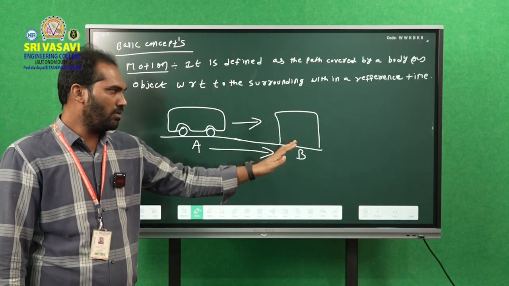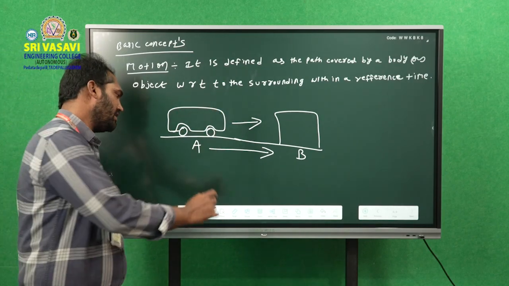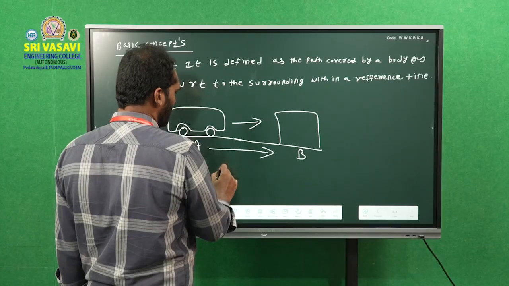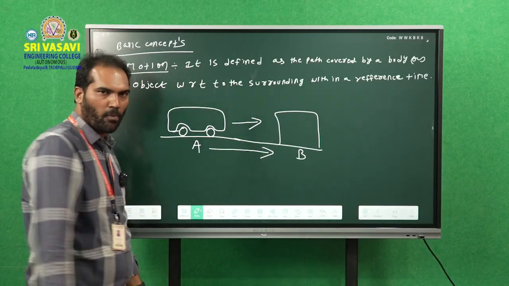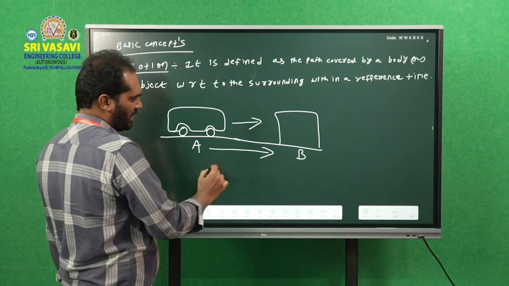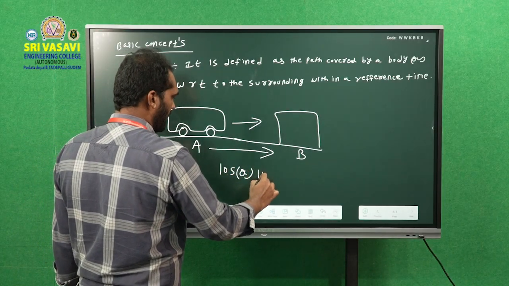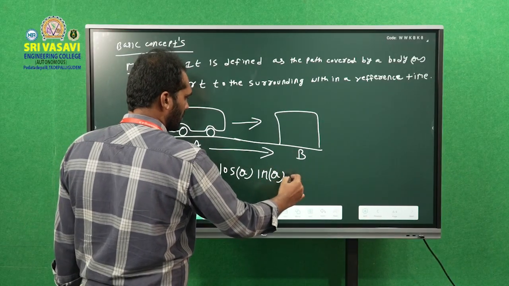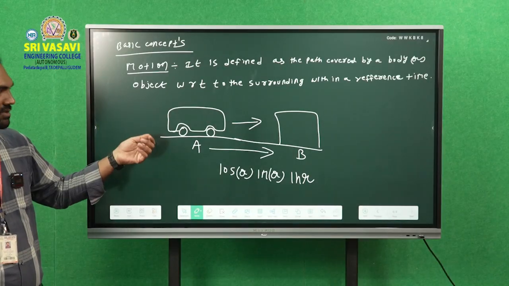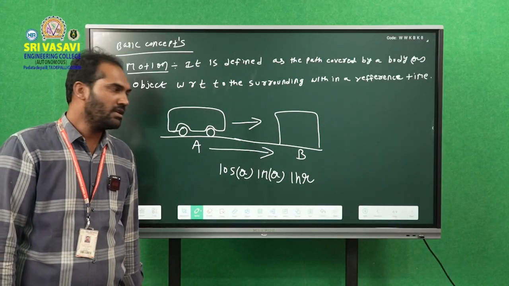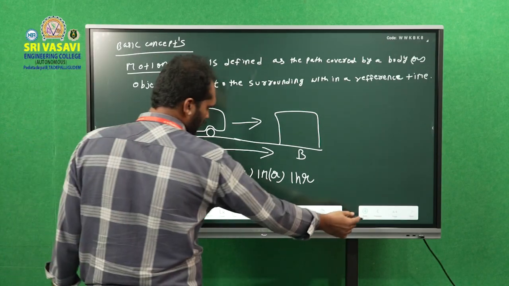So from A to B, it is the path with respect to the surroundings in a stipulated time, or with reference to the time. If the body has covered from point A to point B within a stipulated time, that is some 10 seconds or some 1 minute or some 1 hour. So within a stipulated time, you have to consider the motion from A to B. So this is motion, and there are different types of motions.